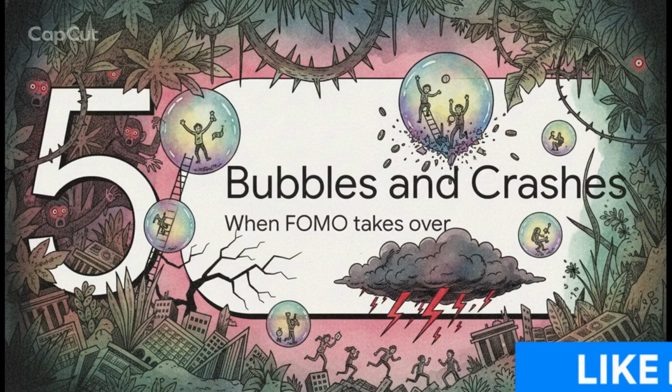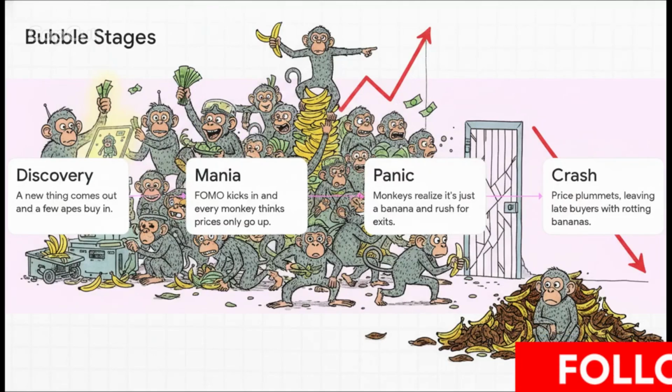And now for the dark side of the jungle. Section 5, Bubbles, Crashes, and Recessions. This is exactly what happens when FOMO takes over. You see, pretty much every financial bubble follows these 4 totally inevitable stages.